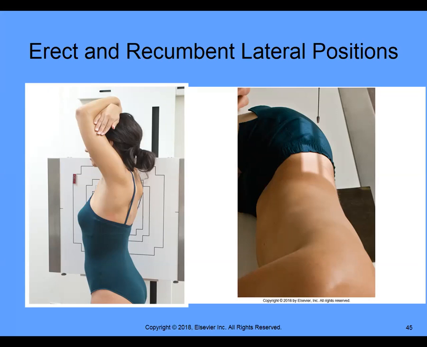Again, this one here is just showing you that this patient is erect. Remember, erect just means that the patient is in the upright position, standing, or sitting up on a chair could also be erect or upright. Patient is in the recumbent. So this would be a recumbent lateral. This one here.